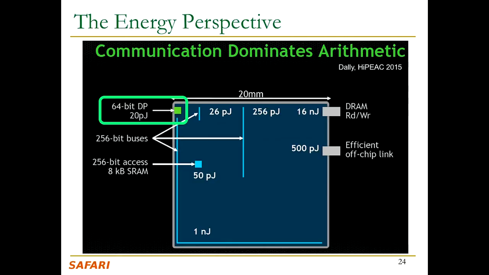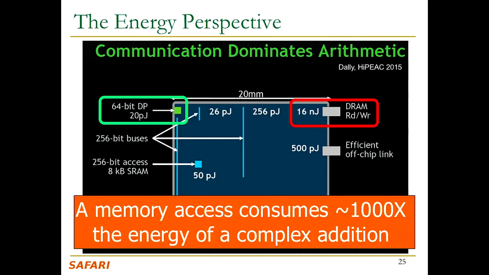If you look at a DRAM access, a memory access on the other end, it costs 19 nanojoules. That's almost three orders of magnitude, right? So basically, a memory access consumes three orders of magnitude the energy of a complex addition over here. And double precision floating point addition is one of the complex additions that you have. It's not the most complex operation that you implement, but it's one of the complex operations.